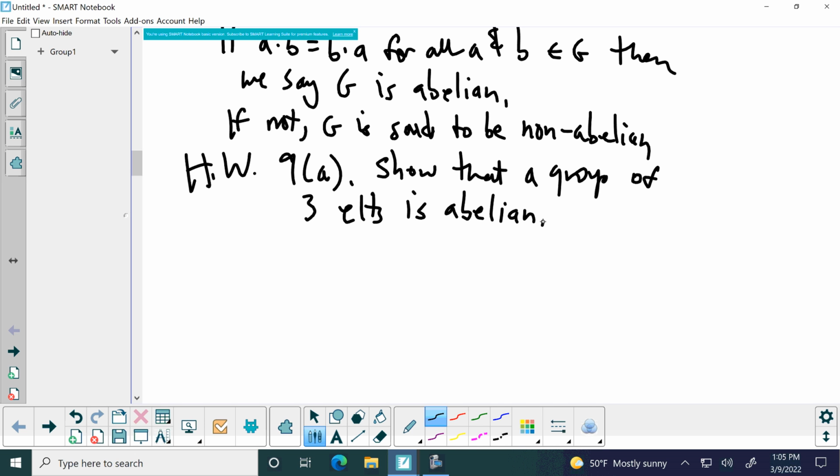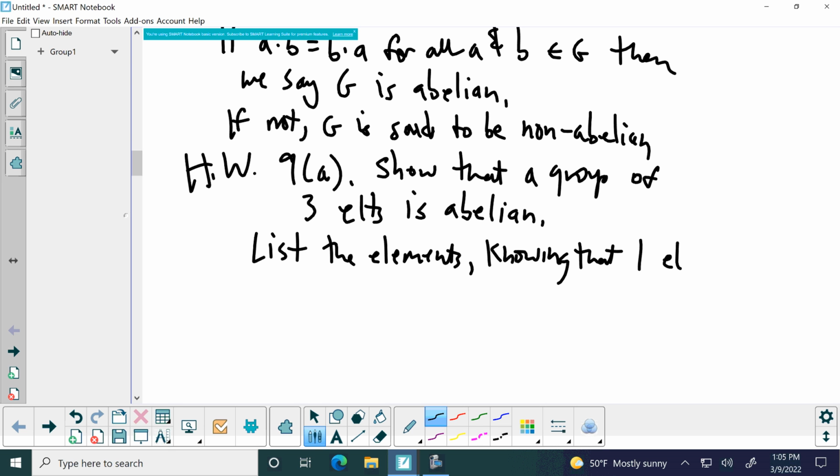So let's list the elements, knowing that one element is the identity. Okay, so that means I've got E, A, and B. I know that E has to be in there, right? E has to be in there.